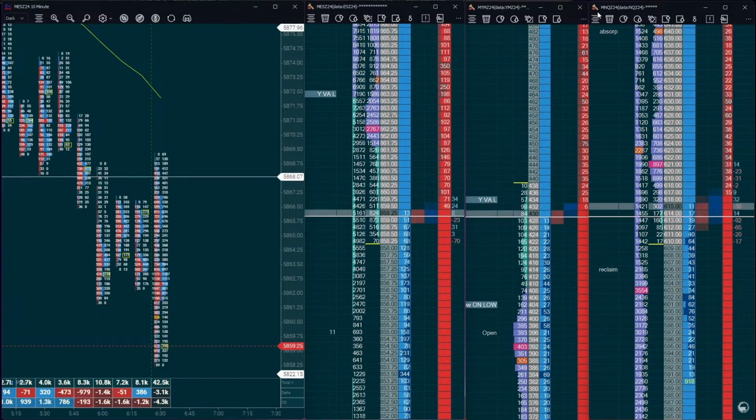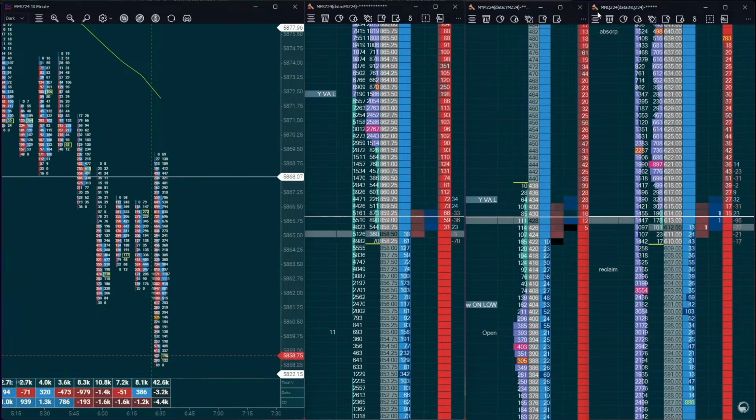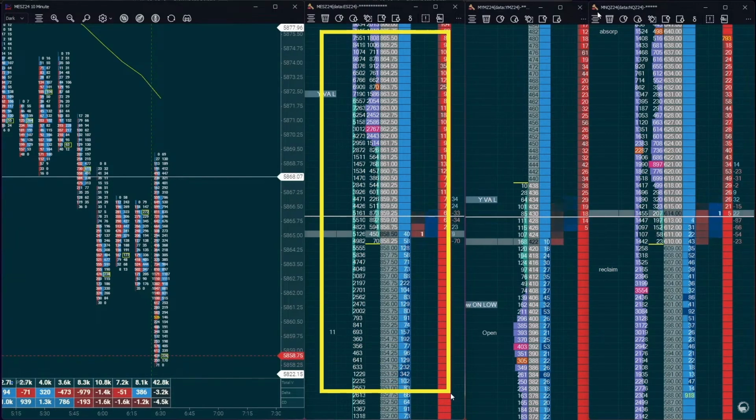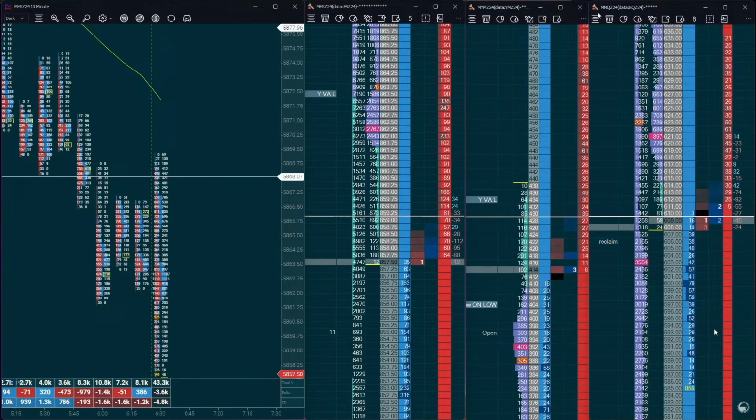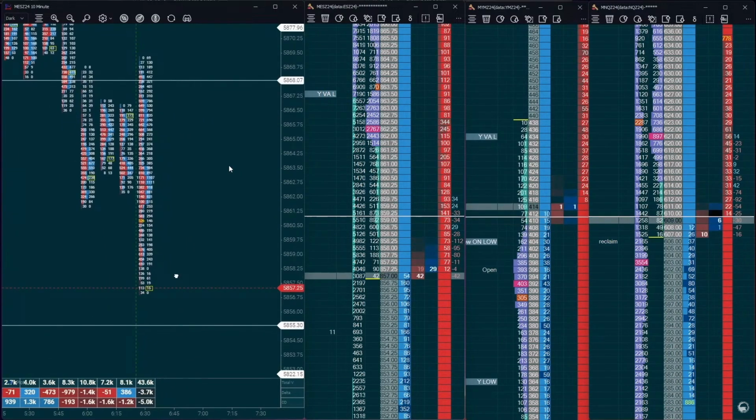Today we're going to be discussing the depth of market. This is each market: the S&P futures, Dow futures, the Nasdaq futures. Today we're going to be talking about the ES reversal trade.